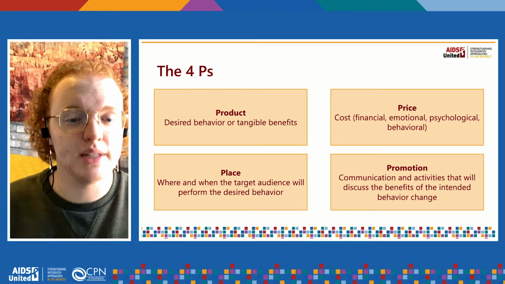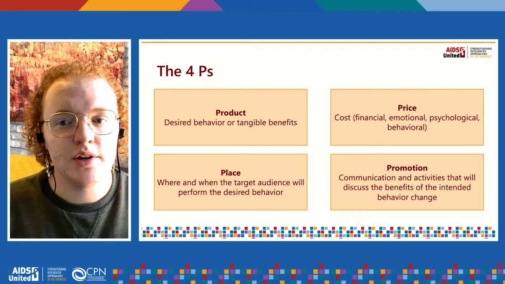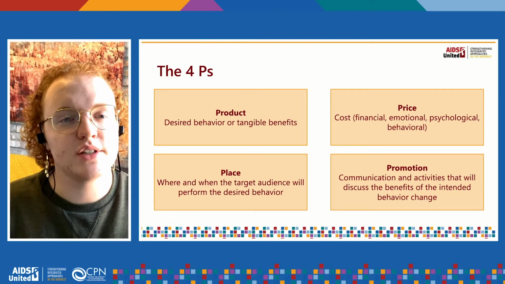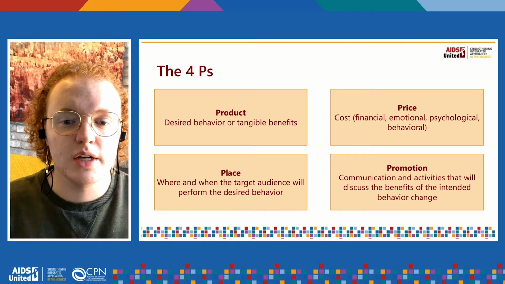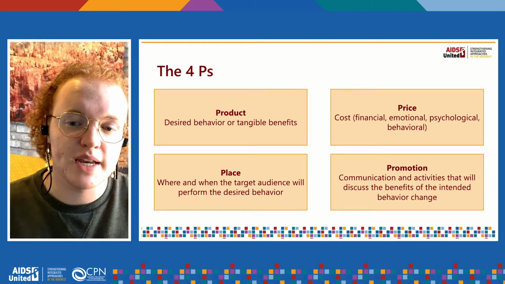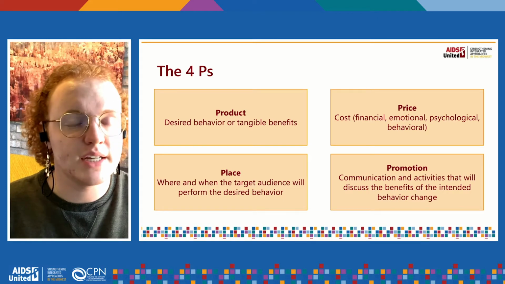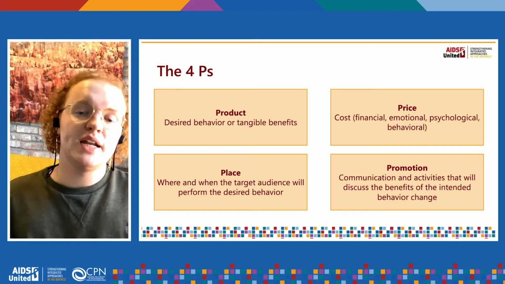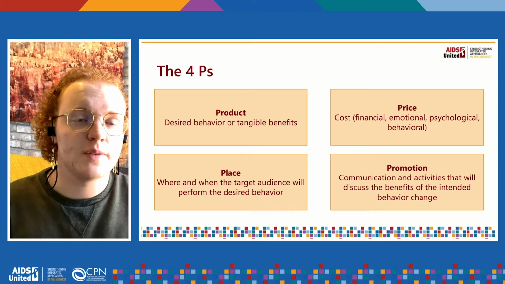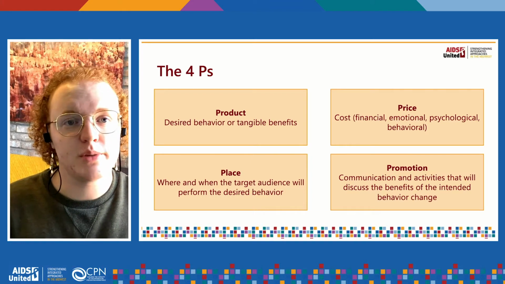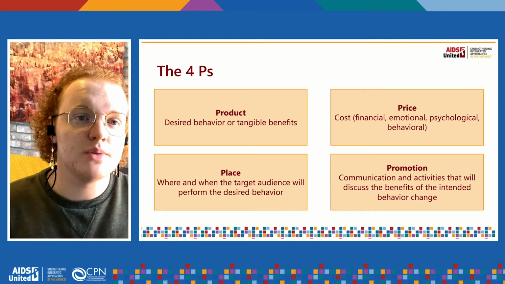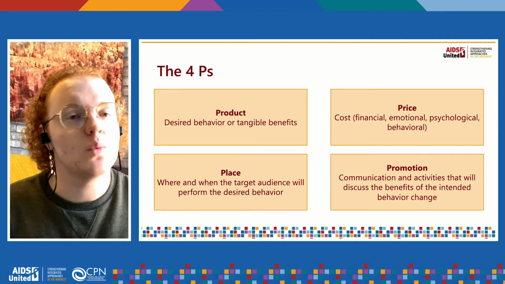The third P is place, and this is where and when the audience is going to perform the desired behavior. This is especially relevant during the pandemic. So pre-COVID, we've relied on things like bars and clubs and community hubs. And as we've talked about, there's a lot of restrictions on those places now. A lot of our partnerships have shut down. A lot of the ways we used to collaborate with people just don't work anymore.